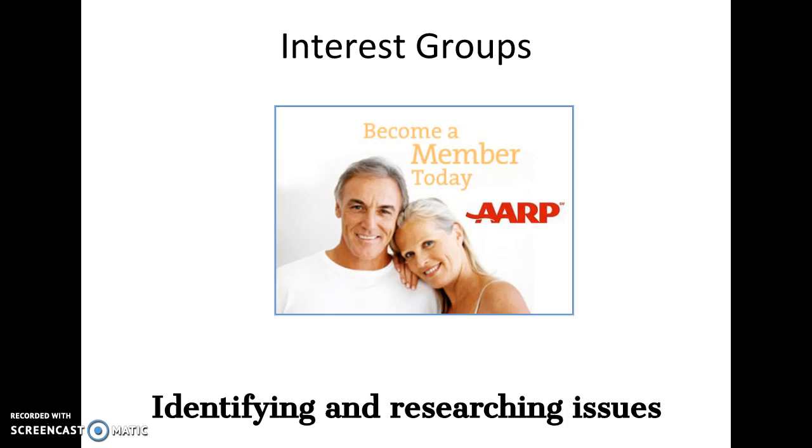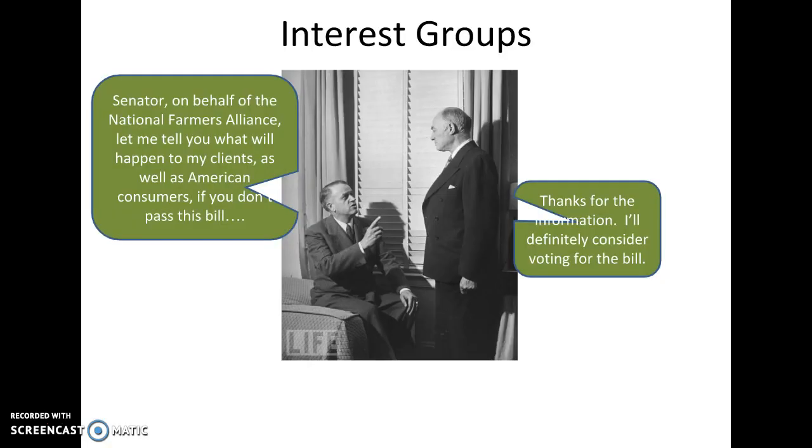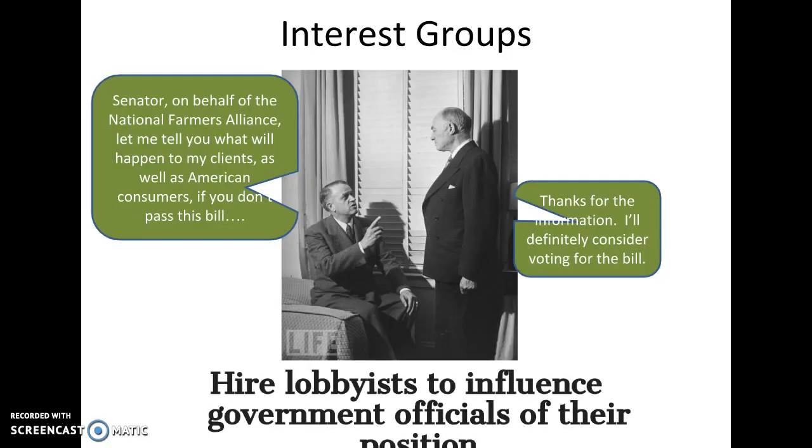And they're giving all that information to the lawmakers and influencing their decisions on how they vote on particular things. Interest groups also hire lobbyists to influence the government officials of their position. In our example here, the lobbyist is saying, Senator, on behalf of the National Farmers Alliance, let me tell you what will happen to my clients as well as American consumers if you don't pass this bill. And the senator is saying, thanks for the information. I'll definitely consider voting for it.